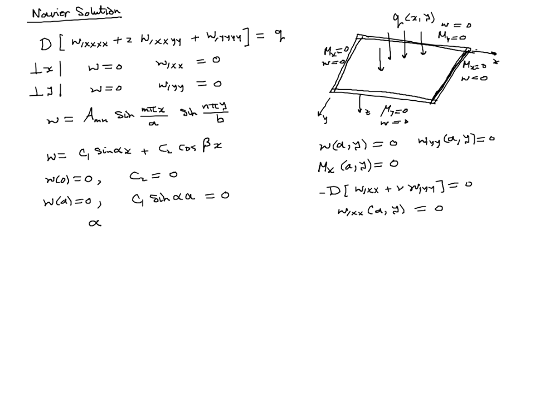So essentially, we can set alpha times a to be an integer multiple of pi, and then we get W equals some constant times sine m pi x over a, and this would satisfy the boundary conditions. Similarly, sine n pi y over b will satisfy the boundary conditions in y direction. You multiply them together, they satisfy boundary conditions in x and y. So this is a good solution. So if we substitute this into the differential equation now, we don't need to worry about the boundary conditions because boundary conditions are already satisfied.